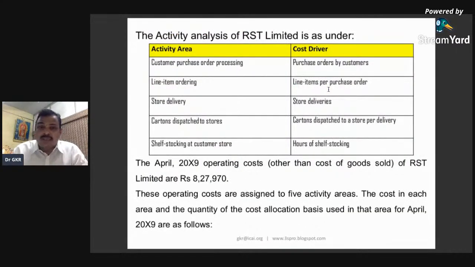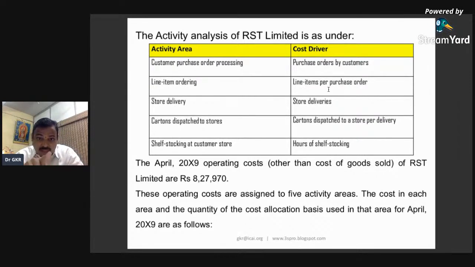The activity analysis of RST Limited is as under. So he has given the activity area and the cost driver. This is the denominator. The April 2019 operating costs of RST are 8,27,970. These operating costs are assigned to 5 areas.